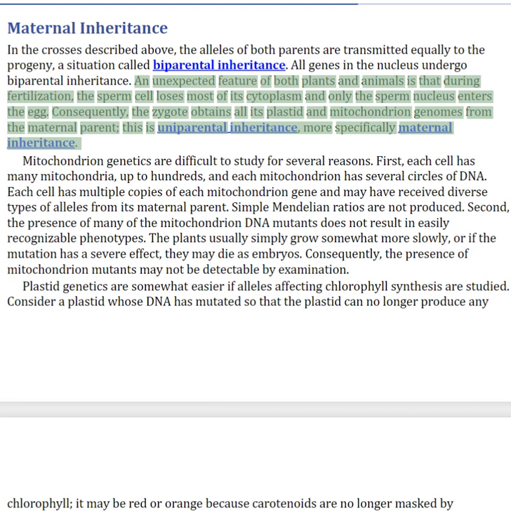An unexpected feature of both plants and animals is that during fertilization, the sperm cell loses most of its cytoplasm and only the sperm nucleus enters the egg. Consequently, the zygote obtains all its plastid and mitochondrion genomes from the maternal parent. This is uniparental inheritance, more specifically maternal inheritance.